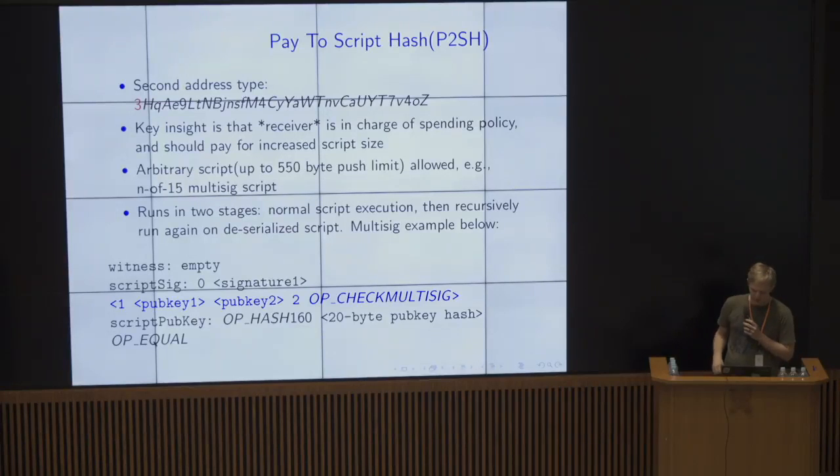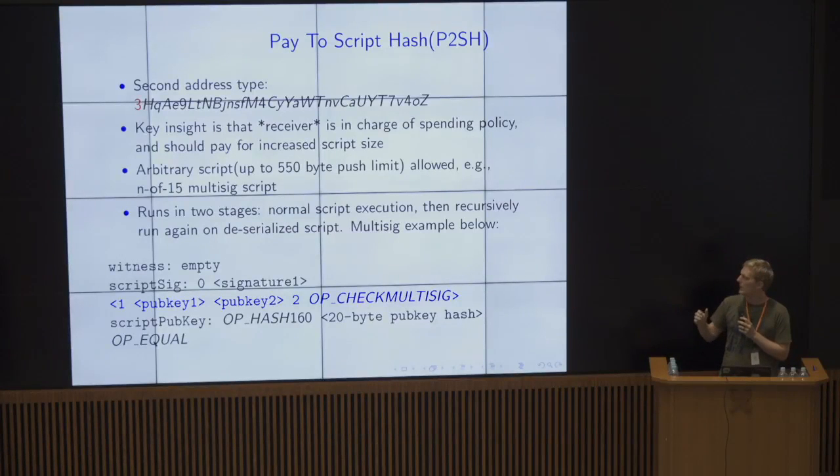It runs in 2 stages: the normal script execution, then recursively run again. So you have the script sig 0, the dummy input signature for this 1 of 2 multisig. Since John's already gone over the template, 1, you need one signature for these 2 pub keys. Then it pushes the entire serialized script on the stack, which is a non-zero value, so it's evaluated to true.